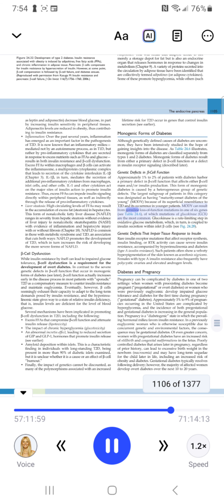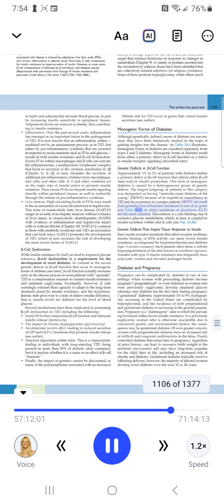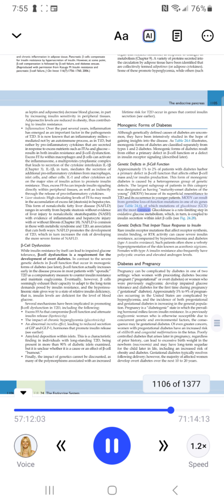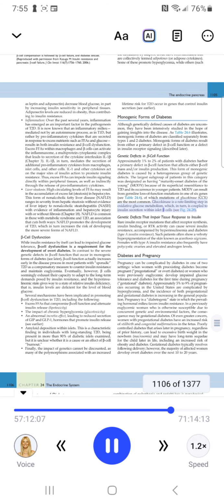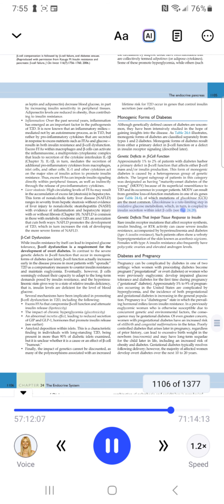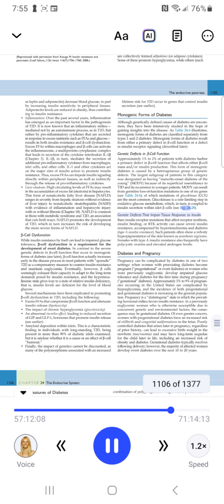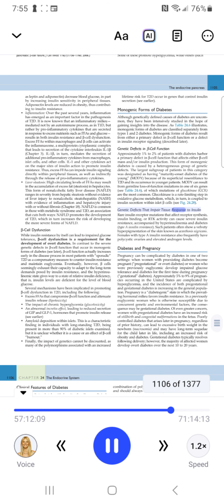MODY can result from germline loss of function mutations in one of 6 genes, see Table 24.6, of which mutations of glucokinase, GCK, are the most common. Glucokinase is a rate-limiting step in oxidative glucose metabolism, which in turn is coupled to insulin secretion within islet beta cells, see Figure 24.28. Genetic defects that impair tissue response to insulin.